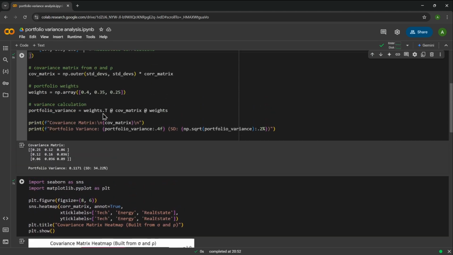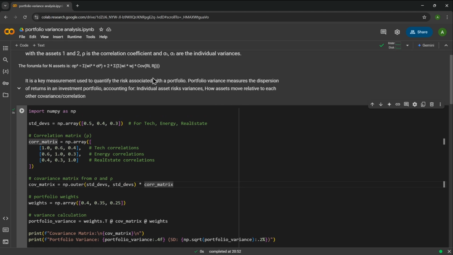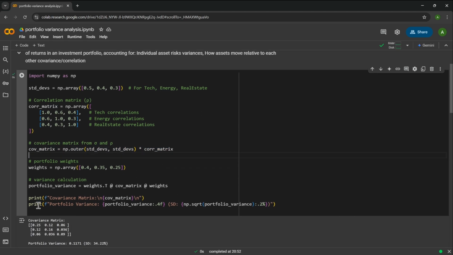So that's done. I'm taking the correlation matrix and we compute the covariance matrix over here. The correlation matrix times the standard deviations is the covariance matrix. According to the formula, you can break this formula down part by part to compute these individual parts, and then we find the portfolio variance.